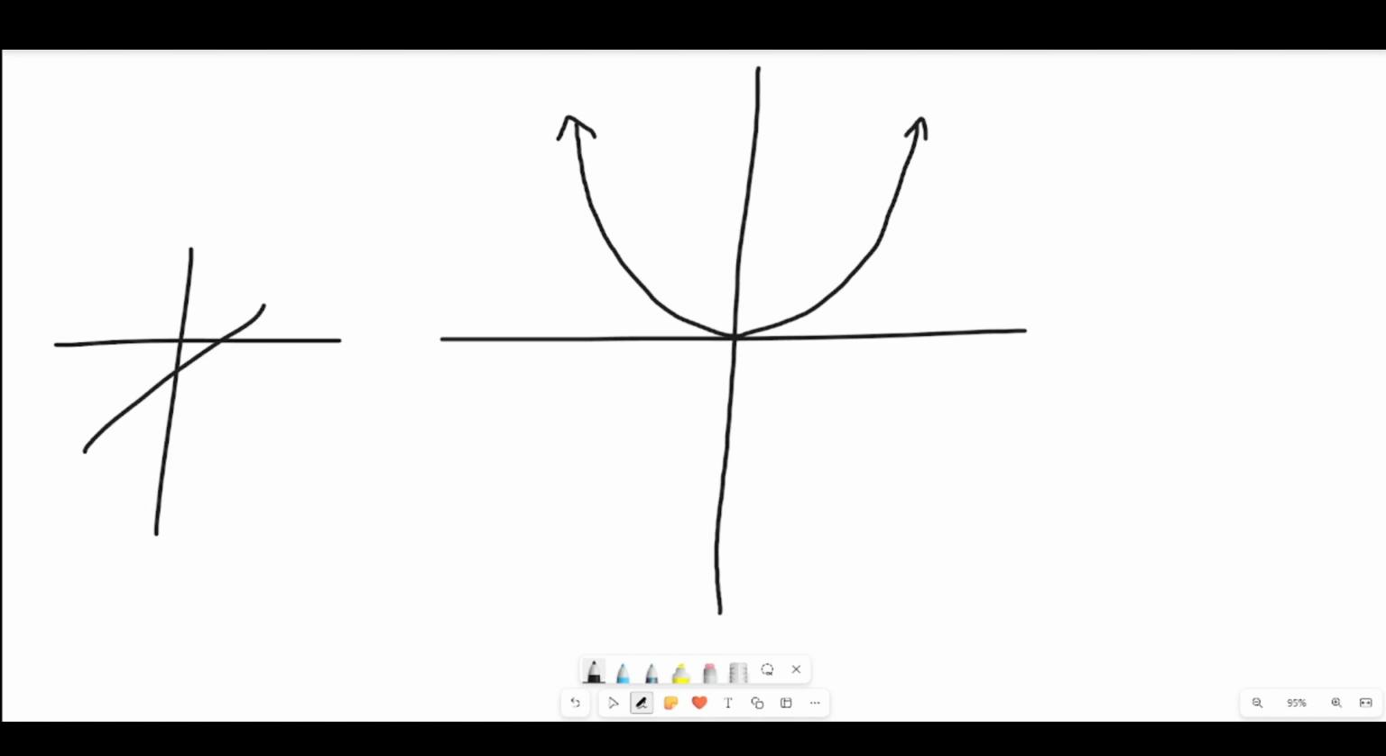Let's say we had a linear graph, a reflection over the y-axis would look something like this. Exact same thing, but reflected the other way.